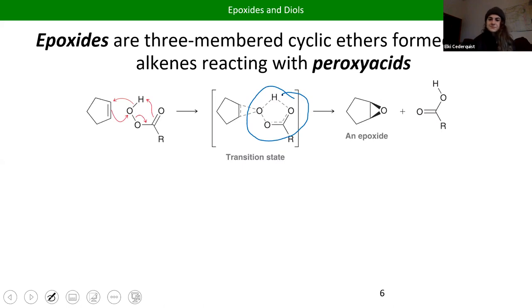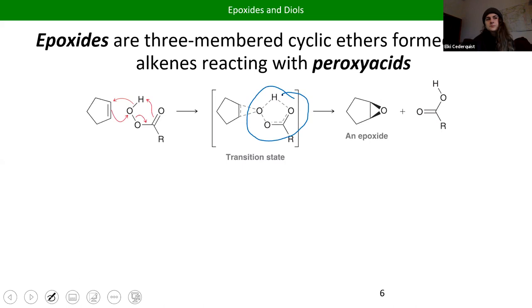All right, and so what we wind up making from this peroxy acid is what's known as an epoxide. And again, it makes that three-sided ring structure that we've seen before in some of our other transition states and intermediates. Epoxides are stable enough that we can actually isolate them and separate them out.